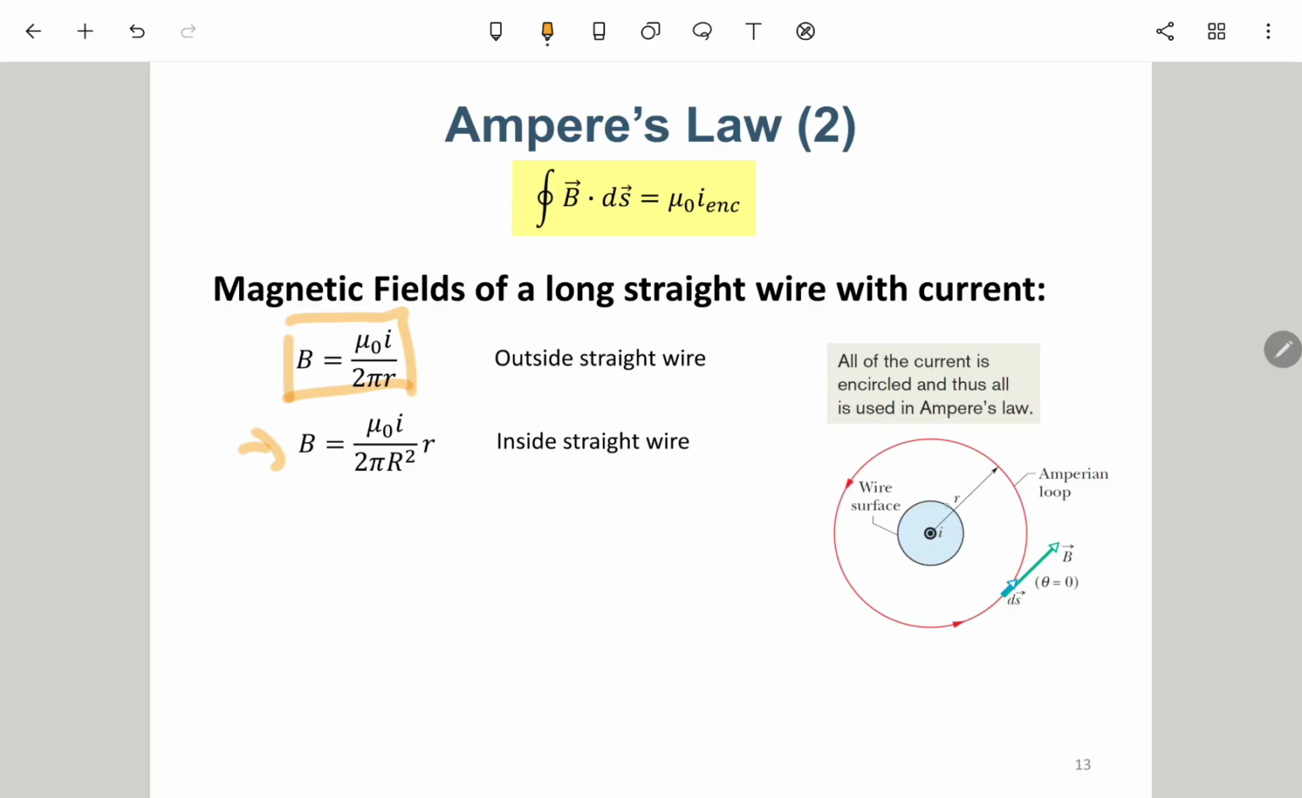So here we have a wire. It has a thickness, it has a radius of capital R. Of course, in this case, we have a current, uniformly distributed over the wire.